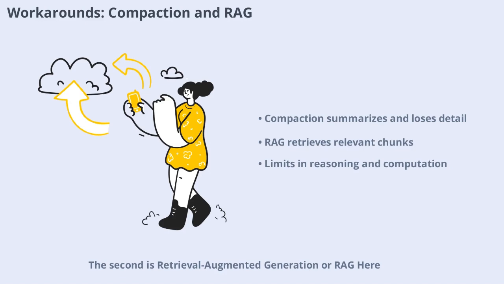The second is retrieval augmented generation, or RAG. Here, documents are split into chunks, embedded as vectors, and stored in a database. At query time, the most relevant chunks are retrieved and fed to the model. RAG works well for finding specific paragraphs, but struggles with tasks that require reasoning across scattered information or performing computations. Both methods have their limits.